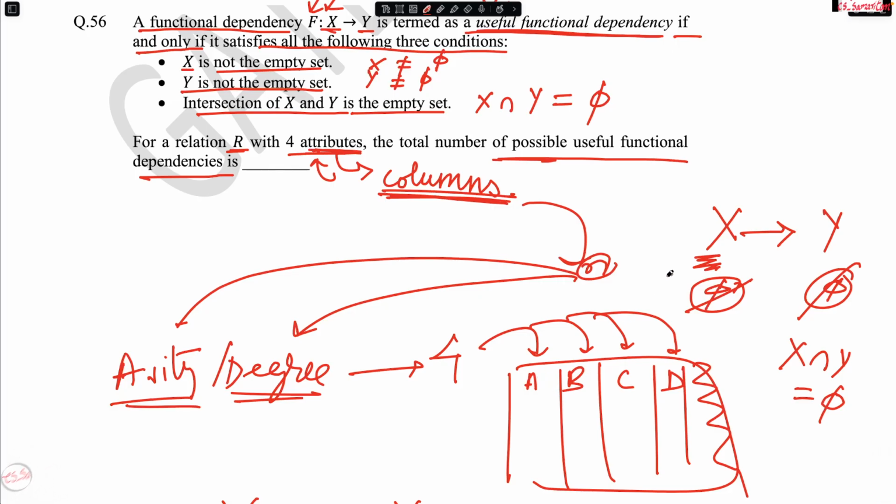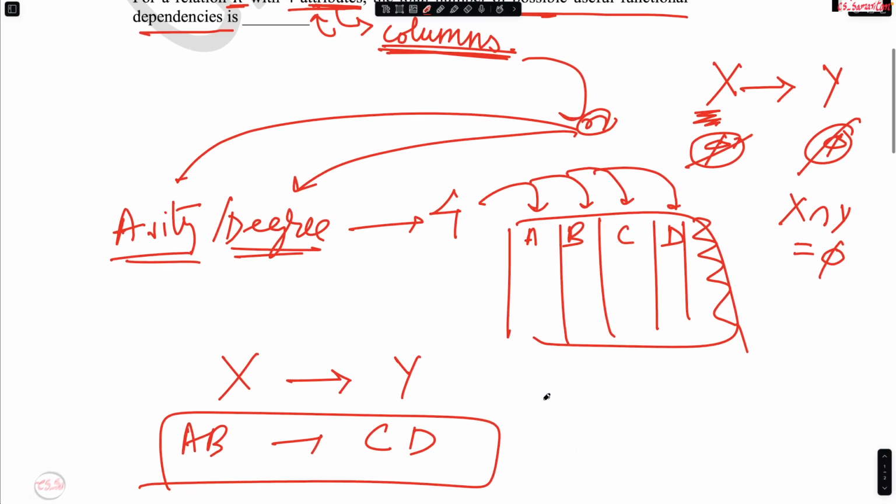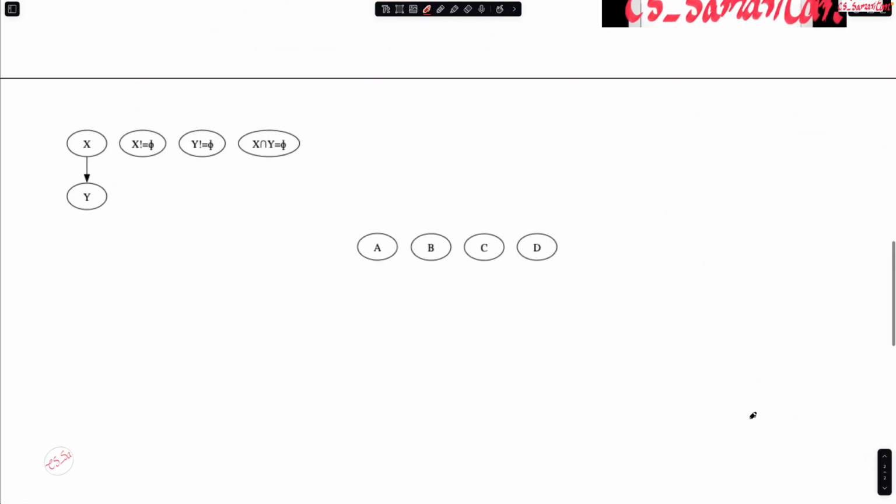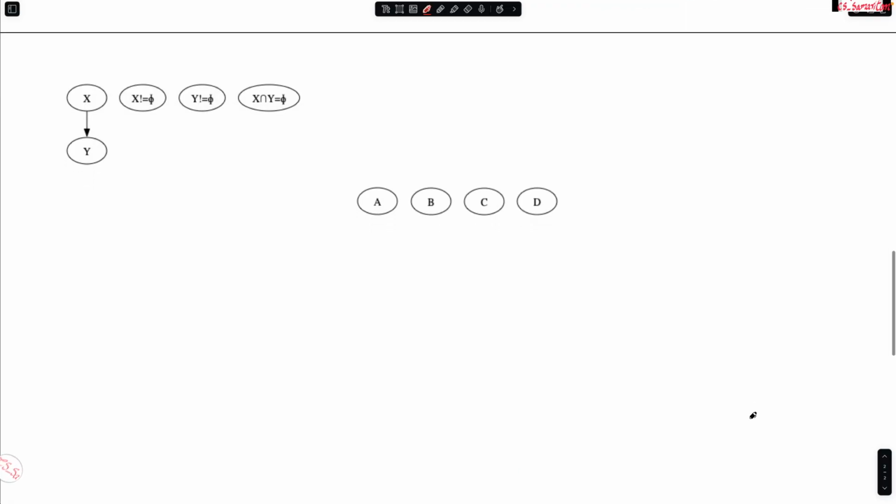This A and B can come to the left hand side, and this C and D could go to the right hand side, like this. How many ways can you arrange it so that you can get useful functional dependencies from this information? This question originally is from DBMS because you must know the terms to form the mathematical model, but once that part is done, it is genuinely a combinatorics question that you must solve. So let's take that.